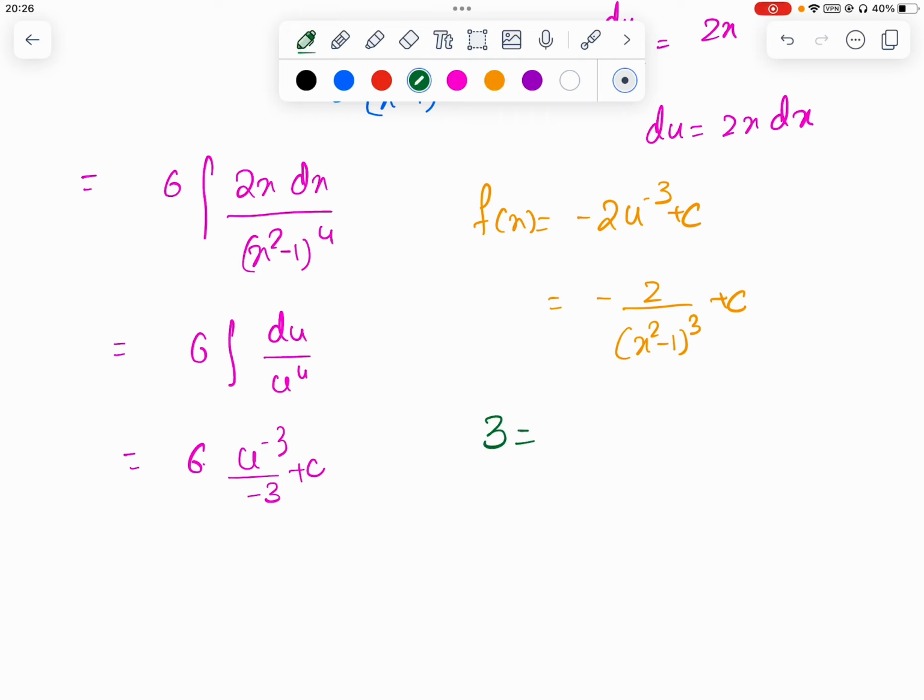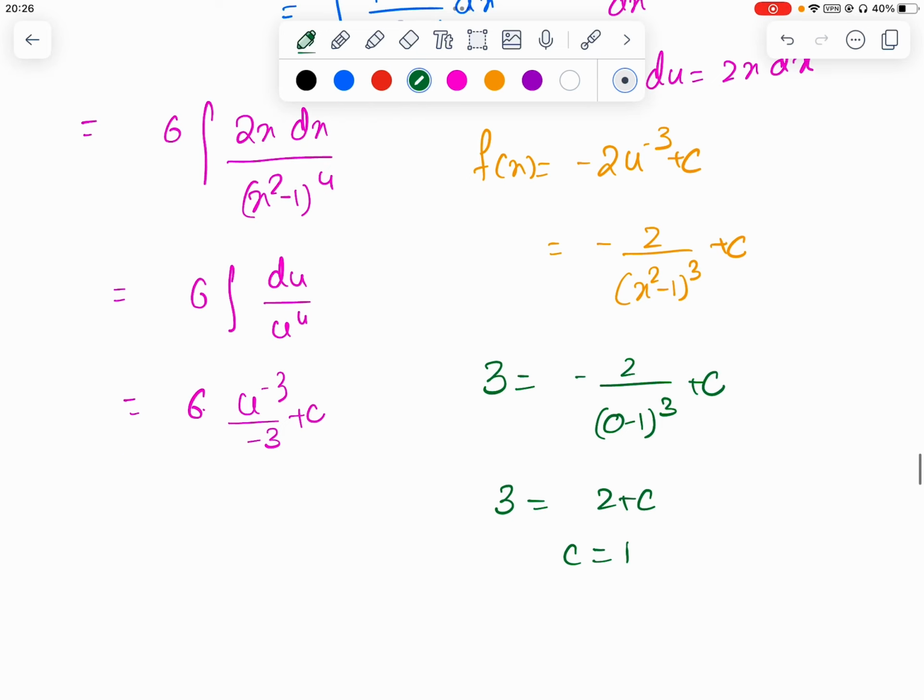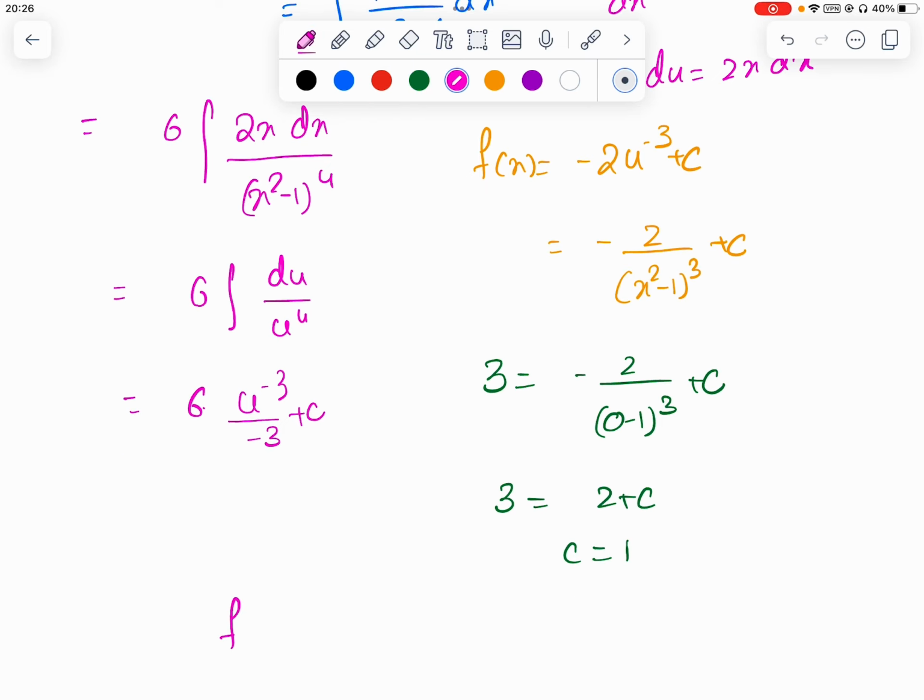So 3 equals negative 2 upon (0 minus 1) whole cube plus c. So 3 equals 2 plus c. So c equals 1. So what is going to be my f of x finally? f of x equals negative 2 upon (x square minus 1) whole cube plus 1. That's going to be the answer. Now coming to the next question.